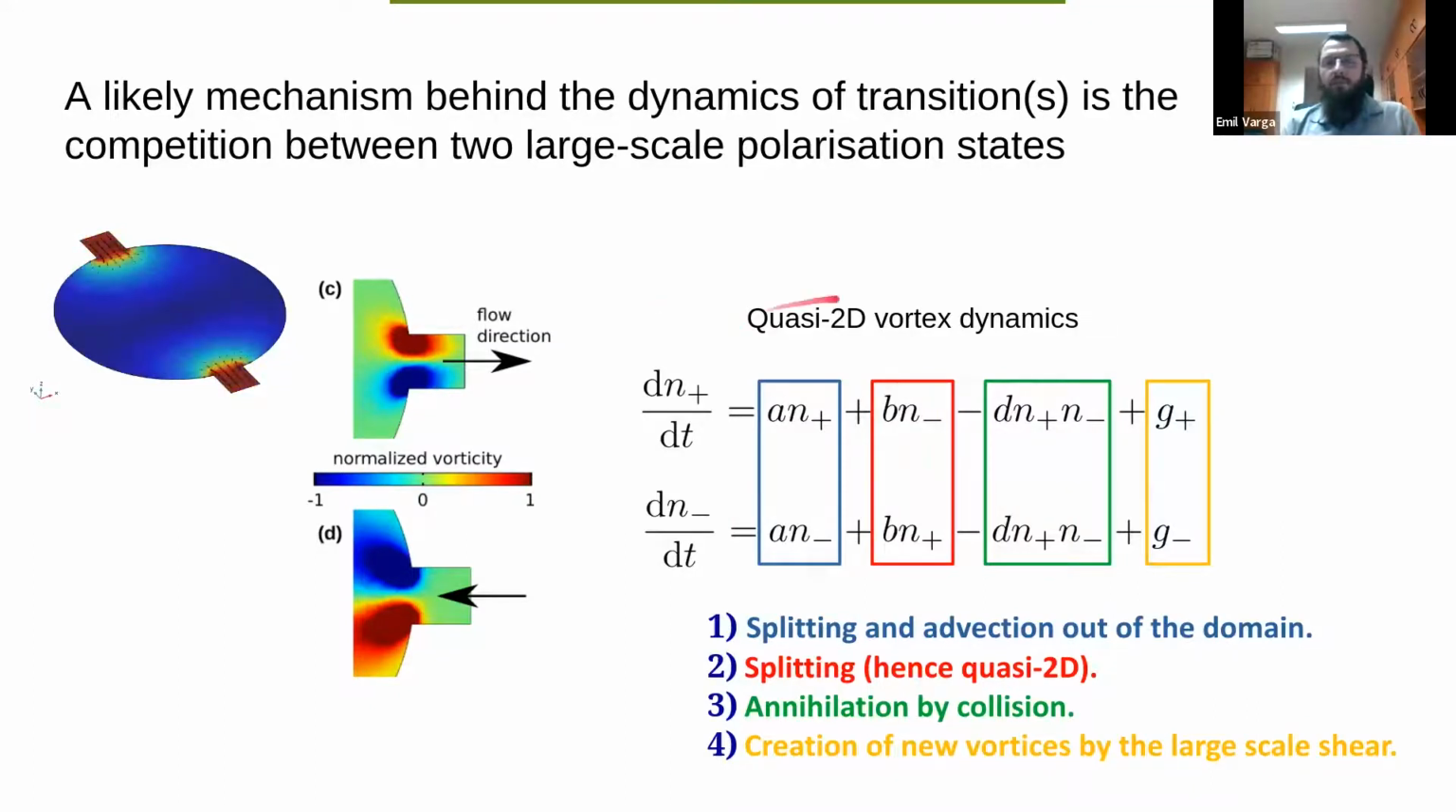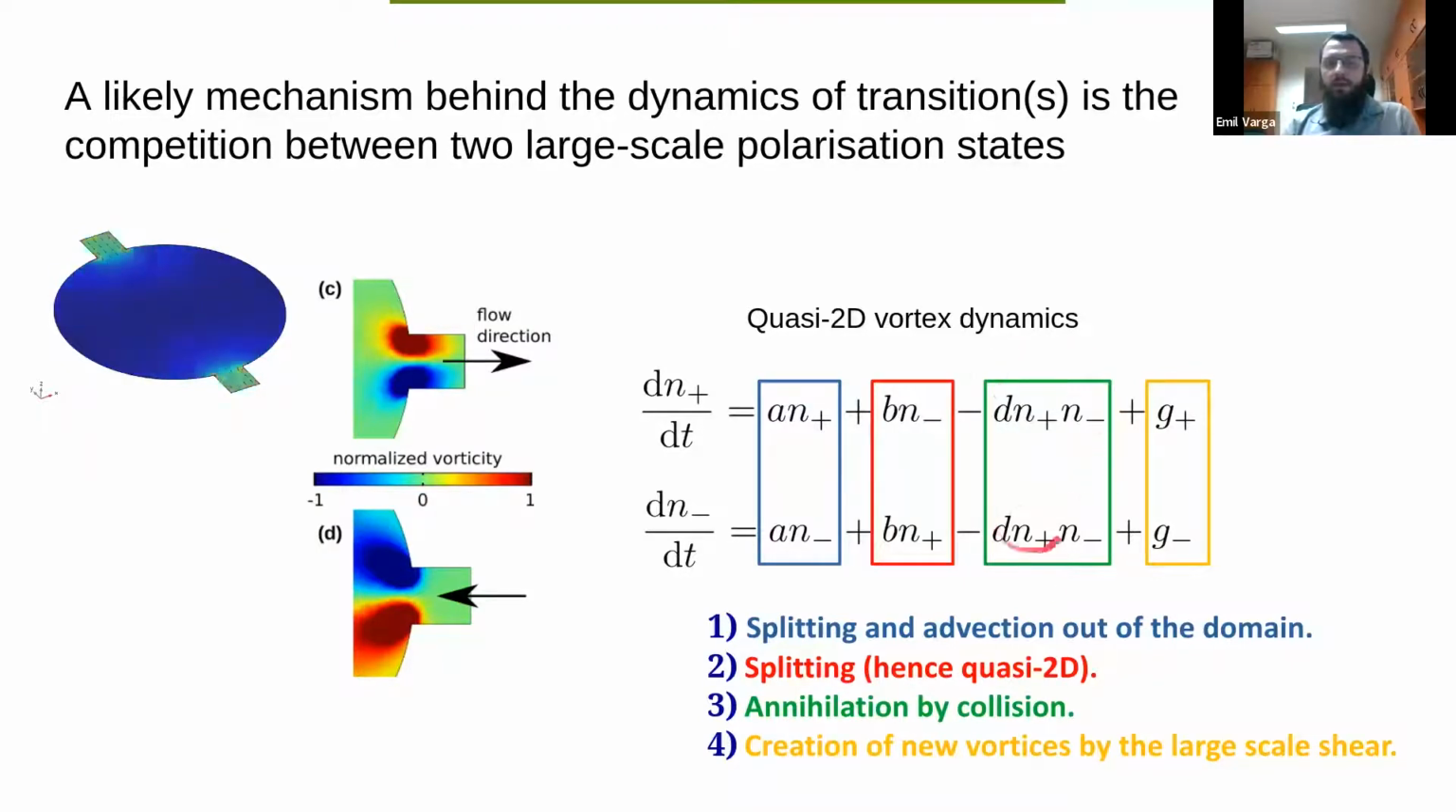We capture this by a simple quasi two-dimensional vortex dynamics model that looks like this, where we model independently, in a coupled way, the time evolution of the number of positive and negative vortices, assuming that a positive definite sign can be assigned to vortices in the flow channel. We have some sort of splitting and advection out of the domain, which we'll call some loss of vorticity, and splitting from the other species. By the way, splitting would not happen in 2 dimensions, so that's what we call quasi 2 dimensions.